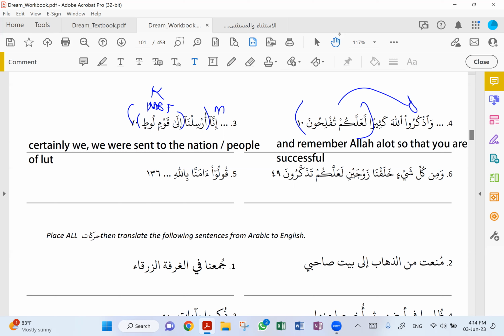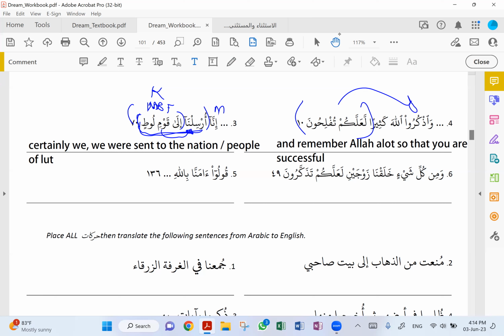No, because إلى قوم لوط is متعلق to this فعل. You cannot say إنا إلى قوم لوط. If you remove the أرسلنا, it doesn't make sense. So, it is related to the fi'l, so it is considered as muta'alliq bil fi'l. So now this becomes our جملة فعلية, which is في محل رفع خبر of إن.